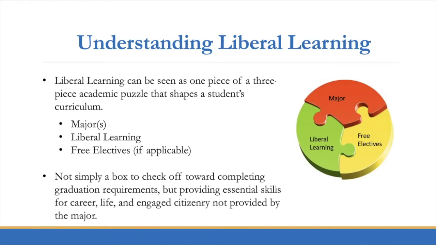Liberal learning courses can be seen as one piece of a three-piece academic puzzle that shapes students' curriculum. Those pieces are the major courses, liberal learning courses, and free electives. This makes it look like these are equal thirds, and that's of course not always the case. But you can think of them going hand in hand to help shape the student's curriculum overall. Liberal learning courses are not simply a box to check off towards completing graduation requirements. These are essential courses that help with skills for career, life, and engaged citizenry that sometimes are not provided by major courses.